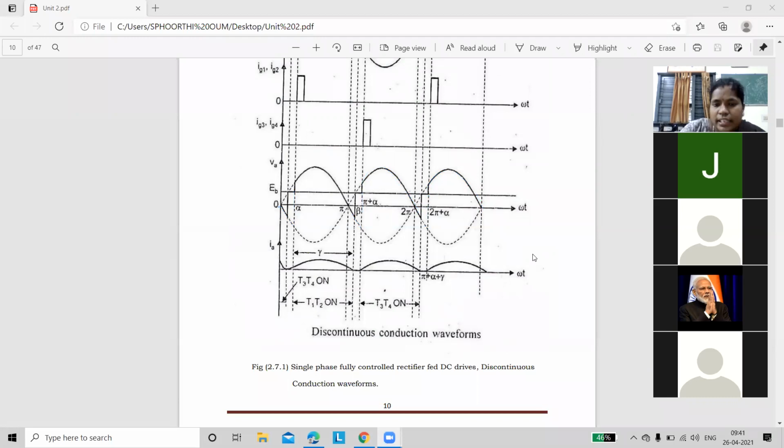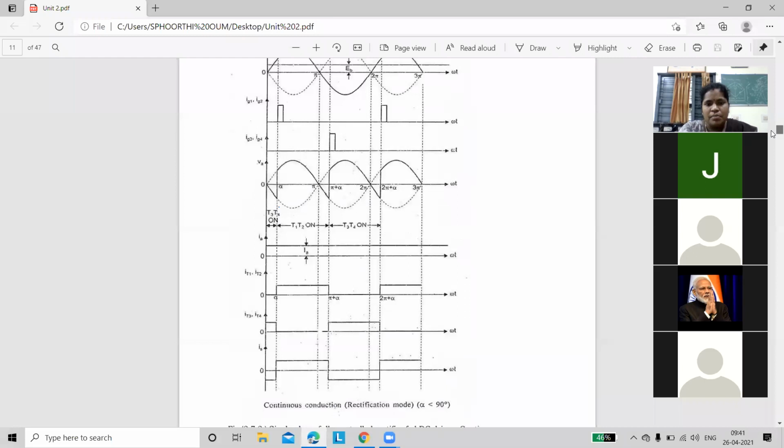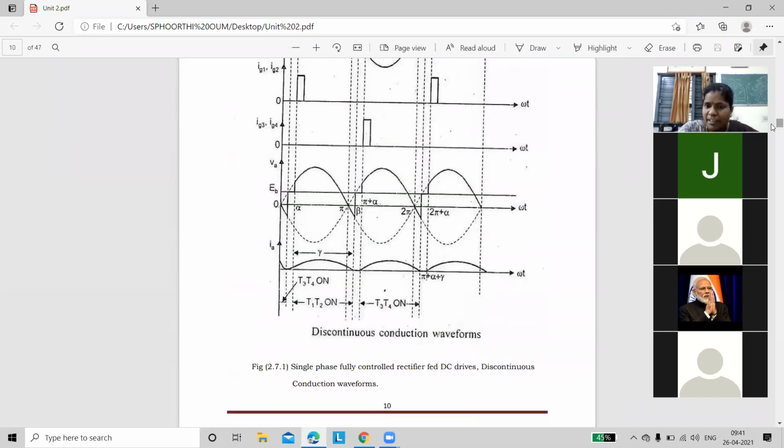So, discontinuous conduction waveforms. Check these waveforms carefully: are they continuous or discontinuous? Continuous. That means your firing angle alpha is less than 90 in this case, or more than 90? Less than 90. That means you are getting the output voltage continuous. So what happens here? Just listen to the words. In the previous case waveforms, alpha is less than 90.